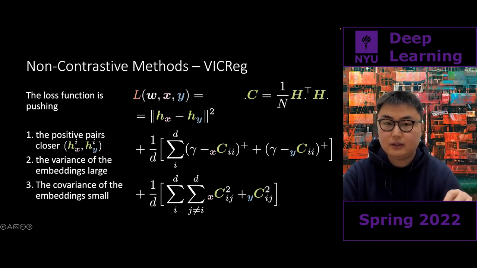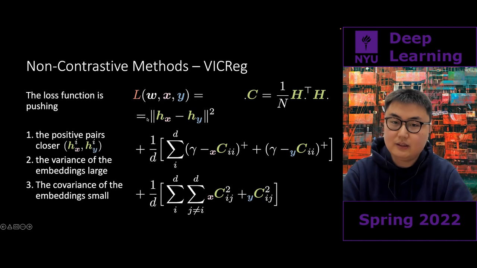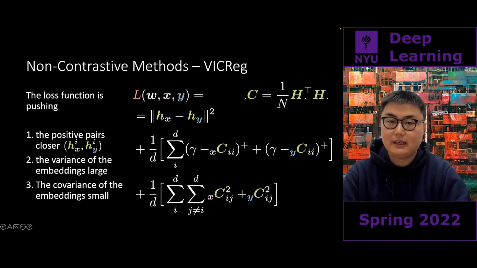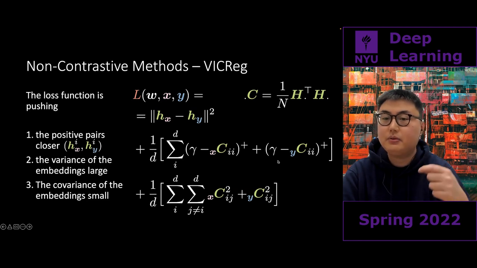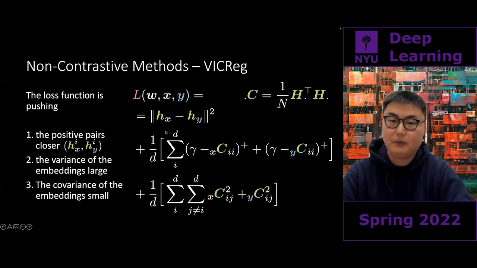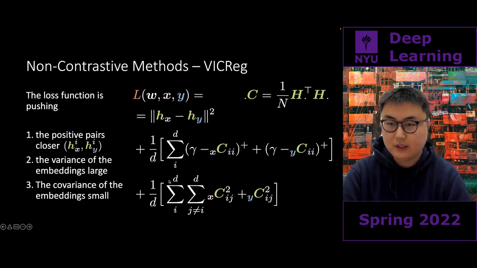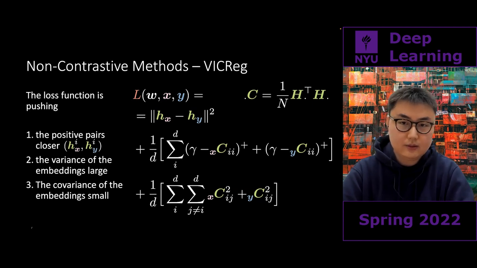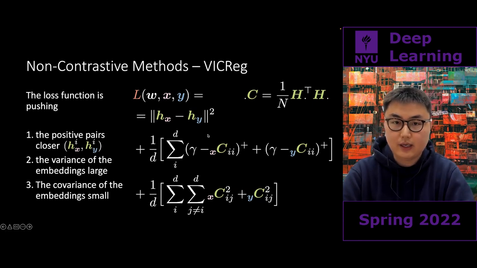So you see, instead of two steps, you have three steps. This one is the invariance term. Then you have the first type of trivial solution. Then you push the variance high, which prevents the first type of trivial solution, but introduces the second type of trivial solution. Then you push the covariance to be low, which solves the second type of trivial solution. Okay, so that's basically the intuition about VICReg.